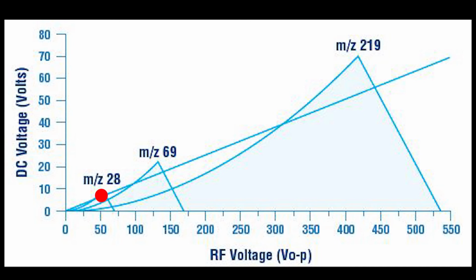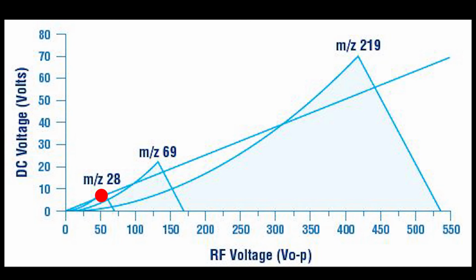Now, if we start applying our RF and DC voltages, if we apply about 50 volts RF, 8 or so volts DC, mass to charge 28 is stable and is going to pass through the mass analyzer. Mass to charge 69 is not. That red dot is just outside the stability region for 69, so 69 will be ejected and won't make it through.